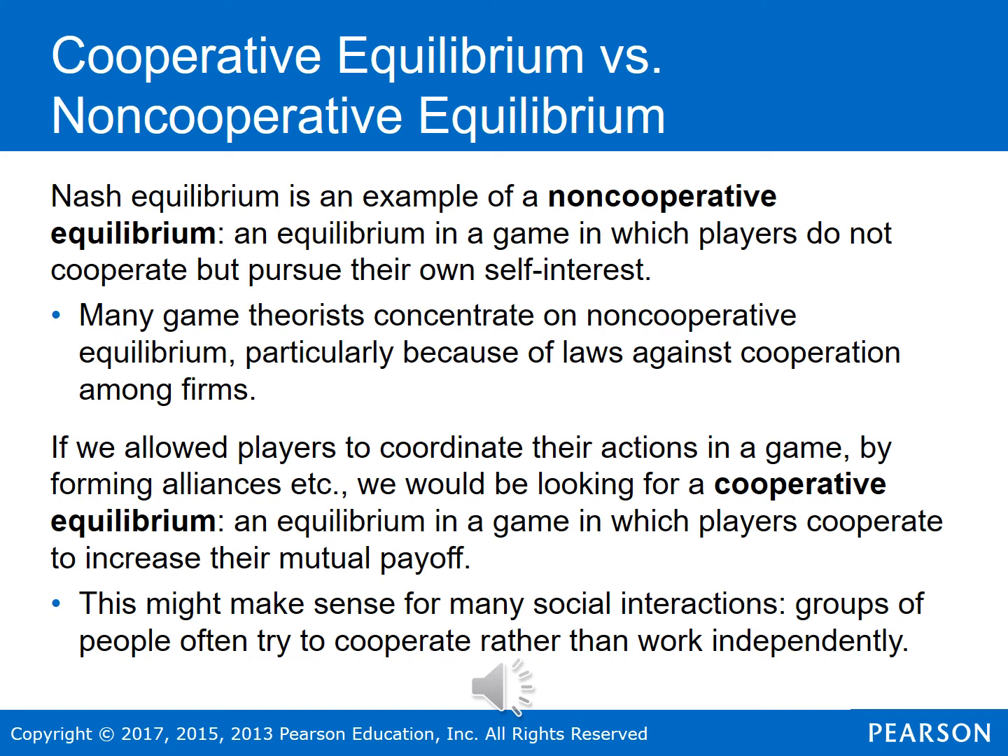If we allowed players to coordinate their actions in a game by forming alliances or agreements, we'd be looking for cooperative equilibriums. This is an equilibrium in a game in which players cooperate to increase their mutual payoff. These are also interesting games to choose, especially for determining when people will defect and what punishment mechanisms one party can put on another party to try to prevent them from breaking away from the agreement. And this might make sense for studying social interactions. So groups of people may often try to cooperate with each other rather than working independently.